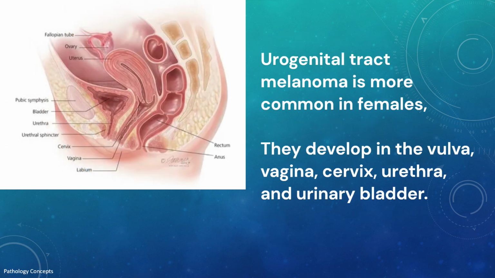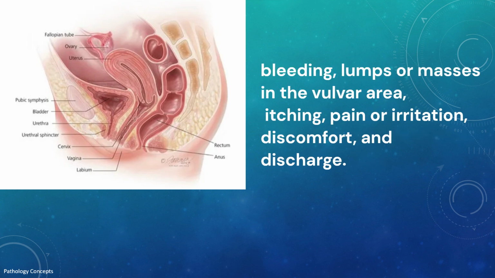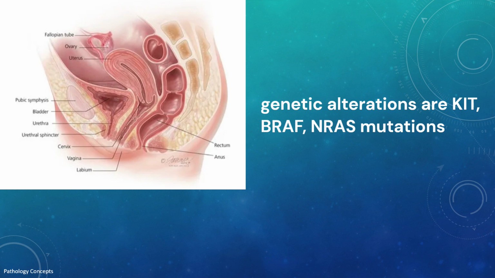Urogenital tract melanoma is more common in females. They develop in vulva, vagina, cervix, urethra and urinary bladder. The most common site of urogenital tract melanoma is vulvar, followed by vaginal. The second most frequent vulvar cancer is vulvar melanoma. Symptoms include bleeding, lumps or masses in vulvar area, itching, pain or irritation, discomfort and discharge. Main genetic alterations are KIT, BRAF, NRAS mutations and alterations.